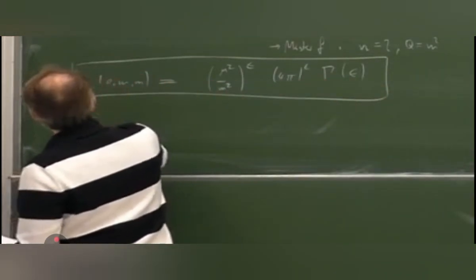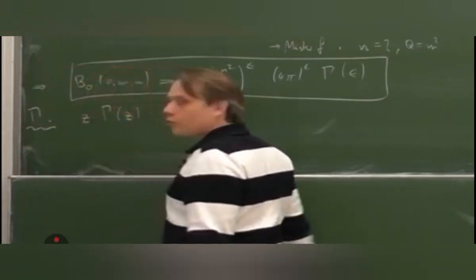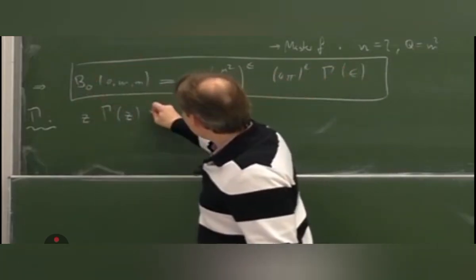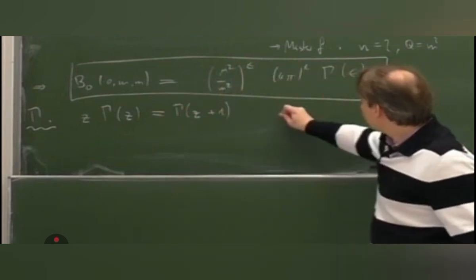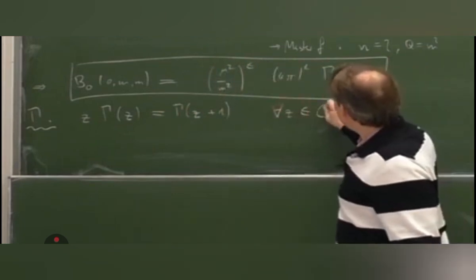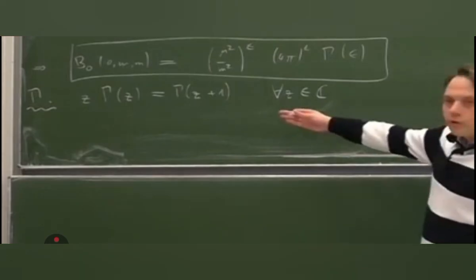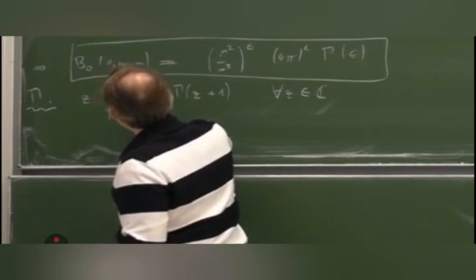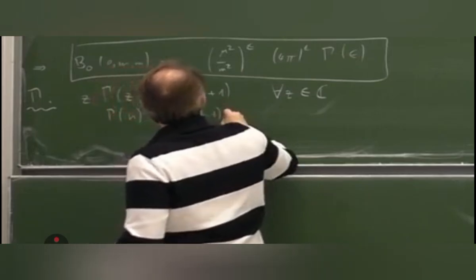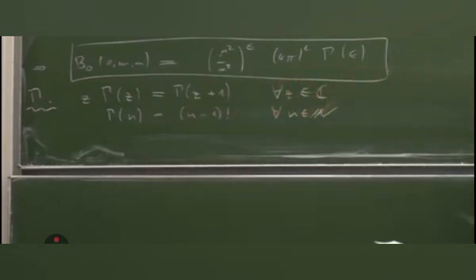The gamma function has the property of this recursion formula, z times gamma of z is equal to gamma of z plus 1 for any argument z in the complex plane. So the gamma function is a function defined in the complex plane, and therefore it's a generalization of the factorial function. And so in particular, let's also write it down. Gamma of n is equal to (n minus 1) factorial for natural numbers n.